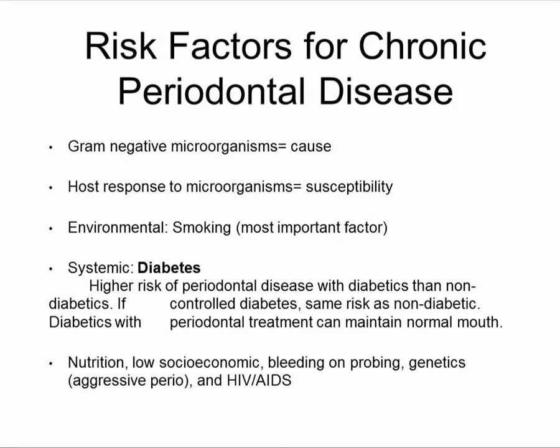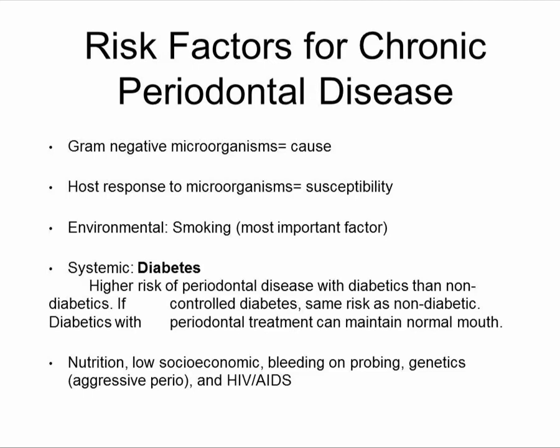So there are some risk factors for periodontal disease. We have the negative microorganisms, that bacteria, that is the cause. The host, the patient's mouth, is what makes them susceptible to the disease. Environmental factors, particularly smoking, is the most important factor. Systemically, diabetes has a very important role. Okay? And so we break it down a little bit here.